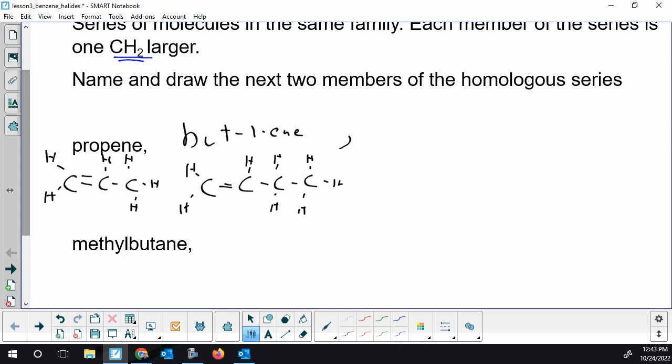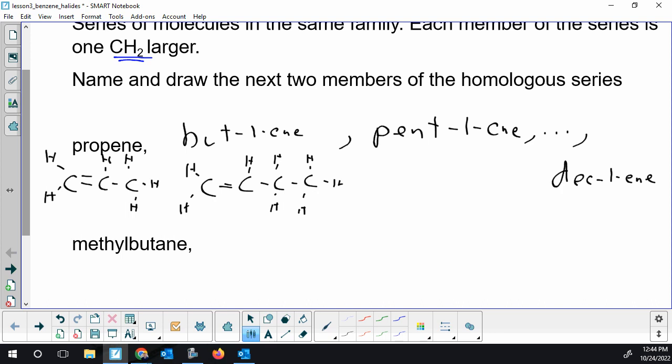I'm going to stop drawing them now. What comes after bute? Prop, bute, pent. So that's 1 more carbon, and I got to keep that double bond in the 1 position. So anything that has a double bond in the 1 position with no other side groups will be a member of this series. So I'm going to skip a bunch of members. Dec-1-ene would also be one of the members of this series. Dec-2-ene or 3-ene would not be.